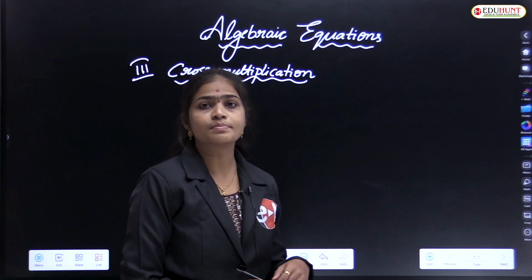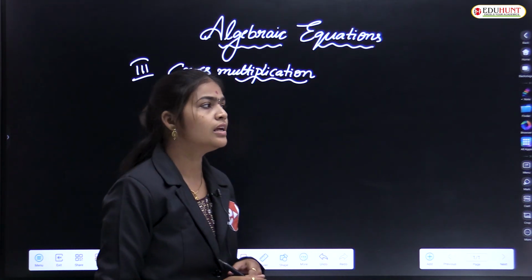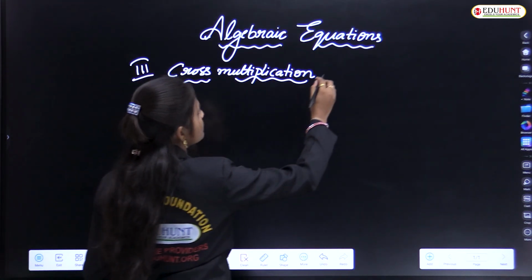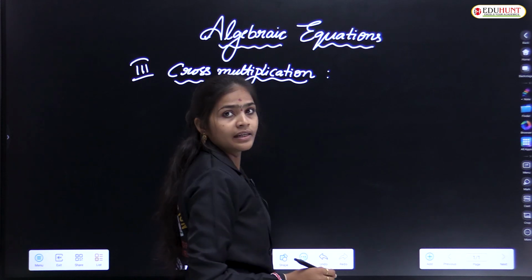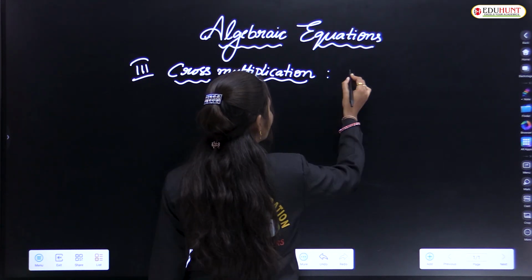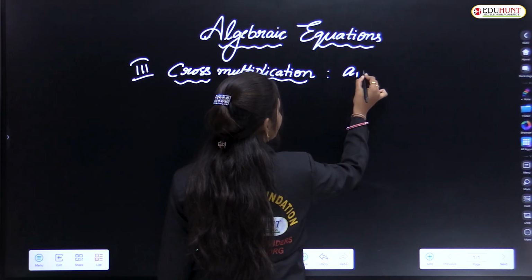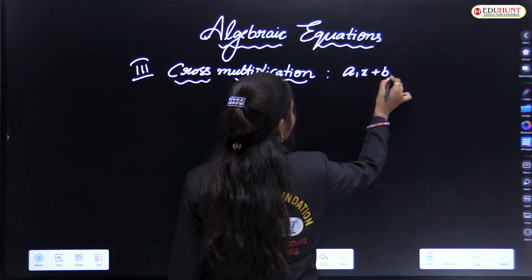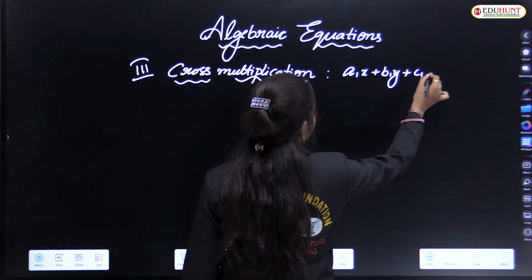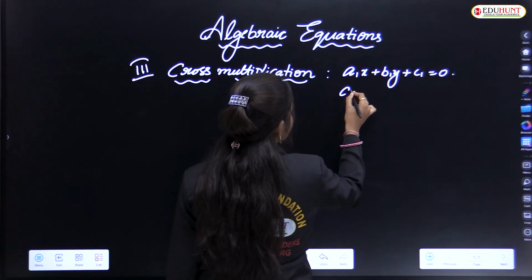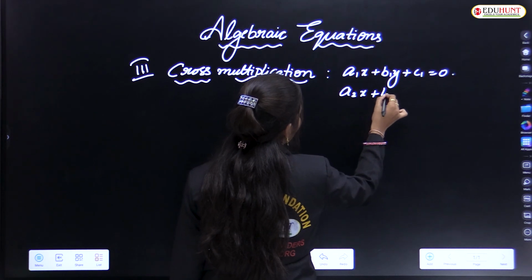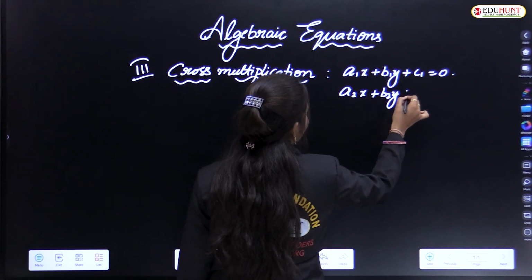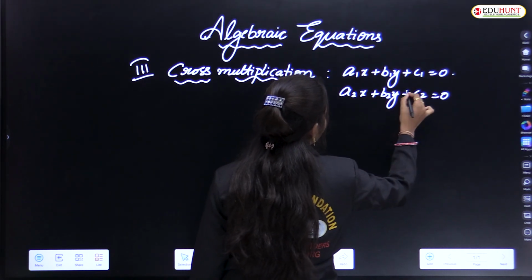What is this? The next method is cross multiplication. So here the system of equations are in the form of what I told you, that here we need two equations, no? So what is the first equation? a1x plus b1y plus c1 is equals to 0. Next, a2x plus b2y plus c2 is equals to 0.